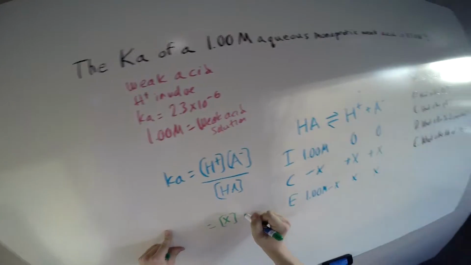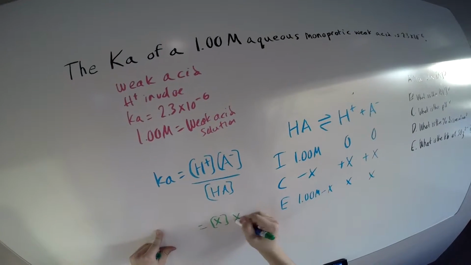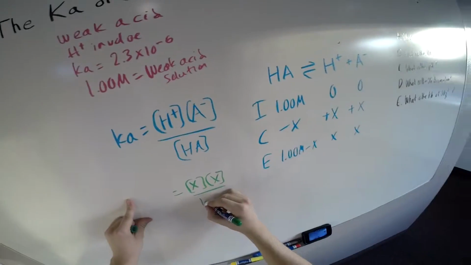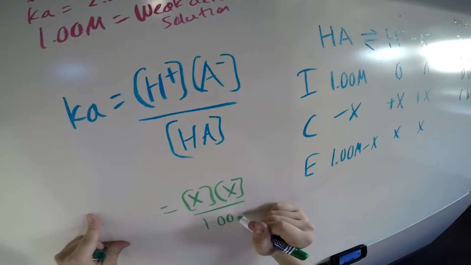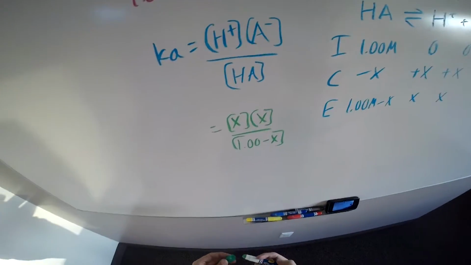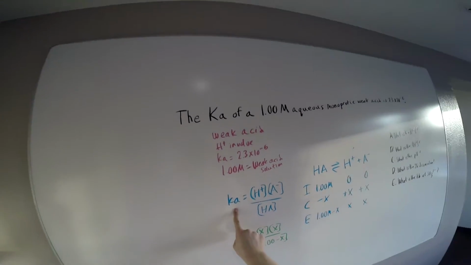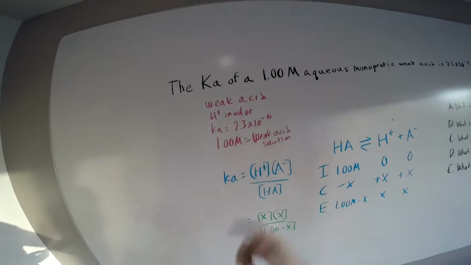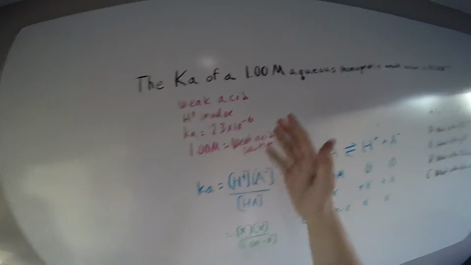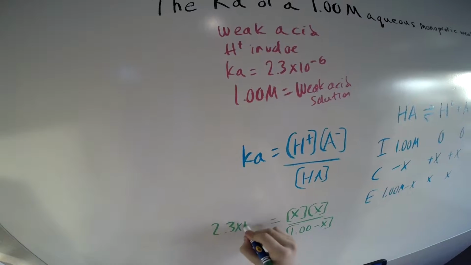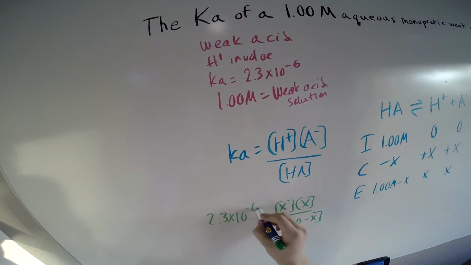So H+ is X, we get that from our ICE chart. A- is X, that's also from our ICE chart. And the last value we get from our ICE chart is the HA, which we put down as 1.00 minus X. And that's a concentration, so we use the brackets to represent concentration. Where do we get Ka from? We get Ka from our equation. It's given to us, and also written down here in our information box. So let's plug that in: 2.3 times 10 to the negative 6.